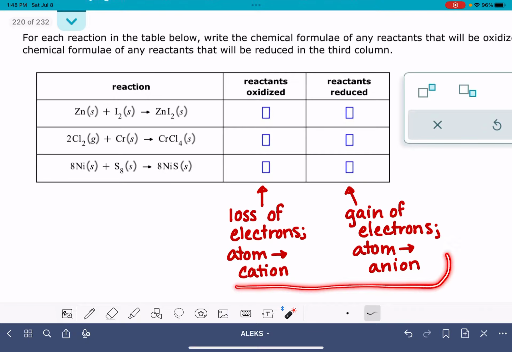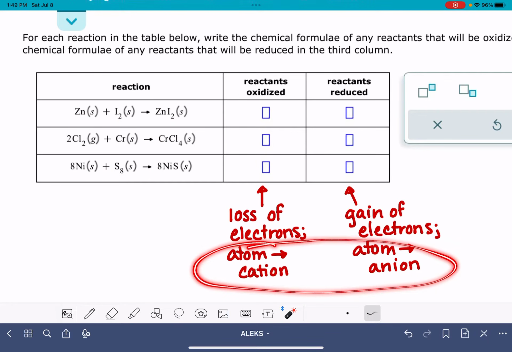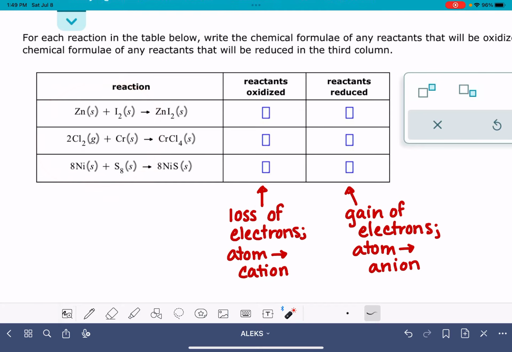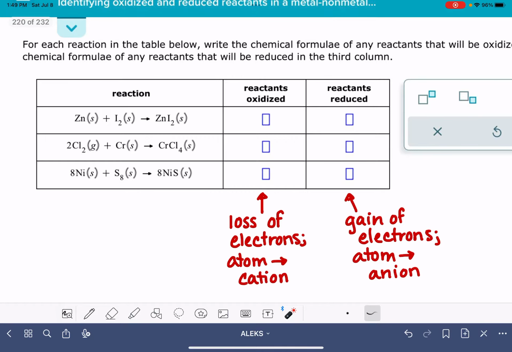Now, I do want to quickly point out that this definition is accurate, but it is pretty limited. It works really well for reactions like this one, where we are starting with elements that are in their natural state. This definition is not always going to work for all oxidation-reduction reactions because they're not always of this format. So all we have to do for this problem is look at what is happening to each one of these reactants. Specifically, are they becoming a cation or an anion?